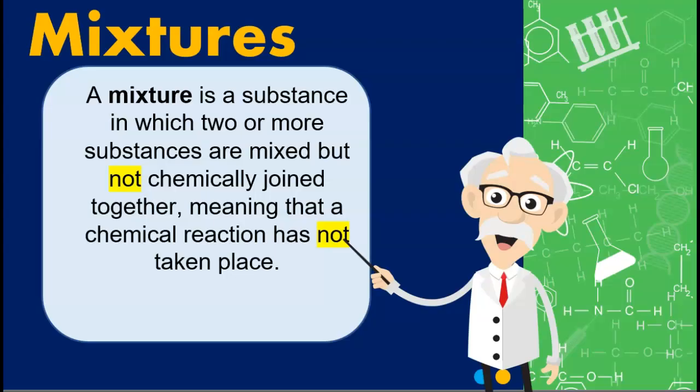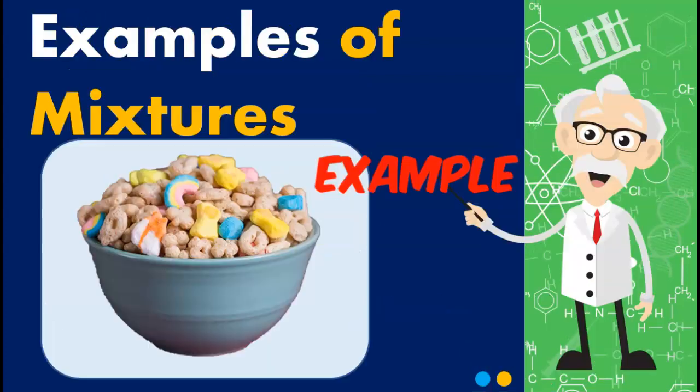So a mixture is different than a compound or a molecule because a mixture is a substance in which two or more substances are mixed but not joined with chemical bonds, meaning that a chemical reaction did not take place.